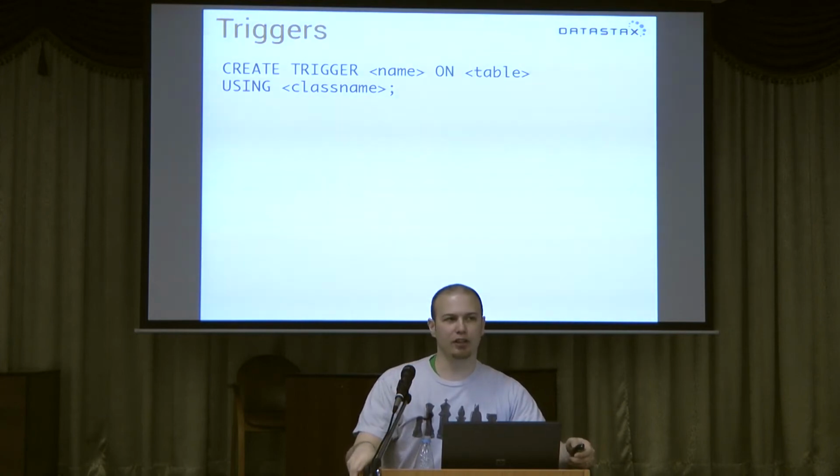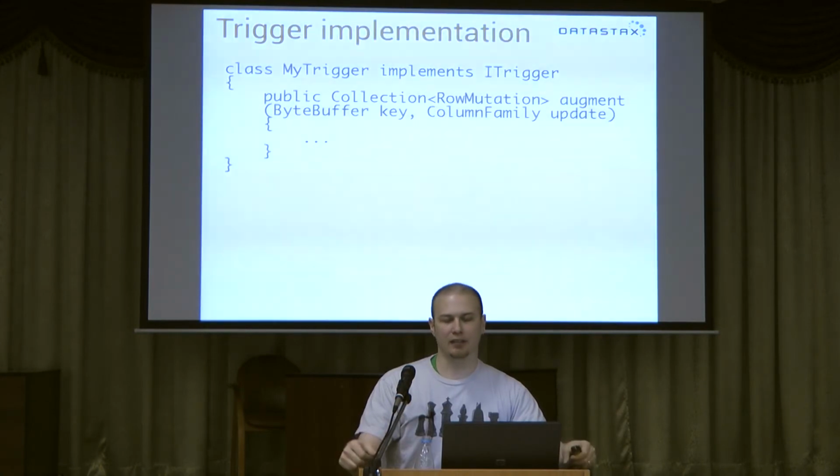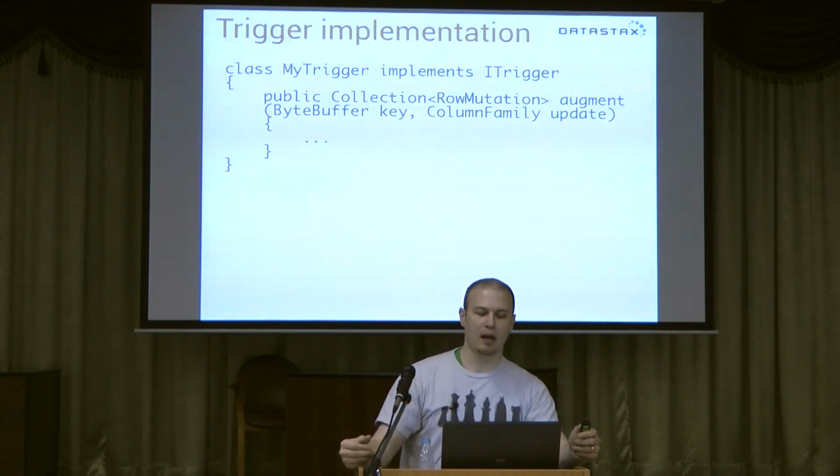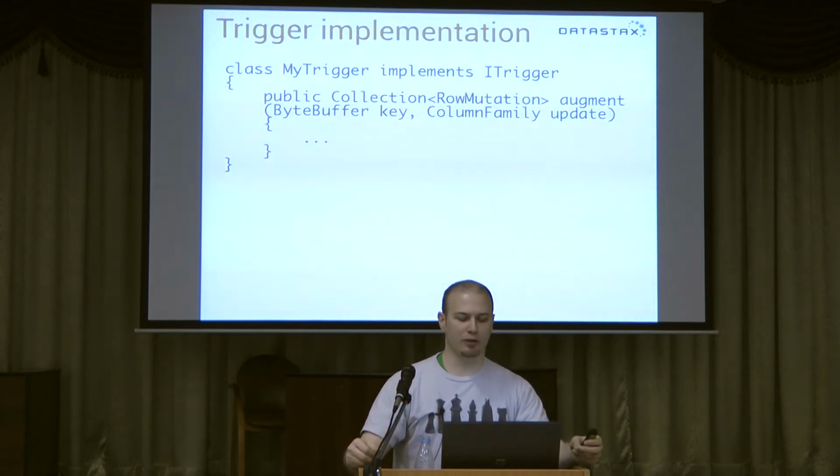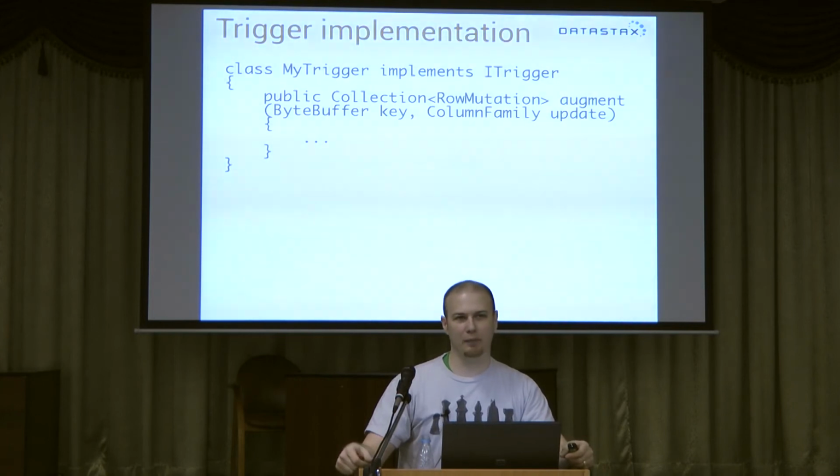Another relatively new feature to Cassandra is triggers, where we allow you to create a trigger with basically a jar file, and Cassandra will load that into the process, and you can say create trigger on table name and give it the class name. The trigger class has to implement an interface called ITrigger. And you can see from the RowMutation and the ByteBuffer and the ColumnFamily classes here that this is a very low-level API.